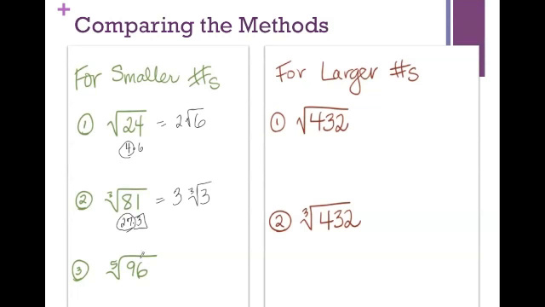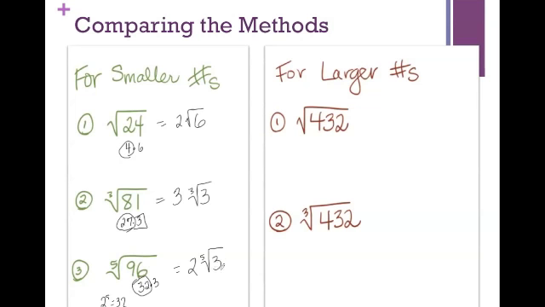Now my 5s I don't know quite as well, but I do know that 2 to the 5th is 32. 2 times 2 is 4, times 2 is 8, times 2 is 16, times 2 is 32. And 32 times 3 would give me 96. So 32 is a perfect number to the 5th power because of 2 to the 5th. So I know the answer would be 2 5th root 3.